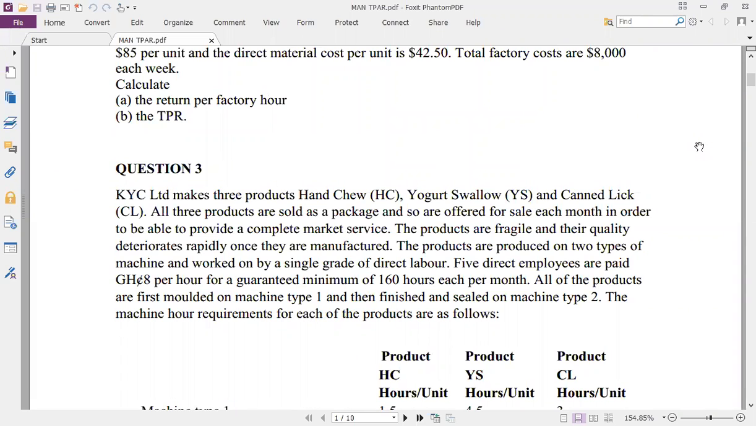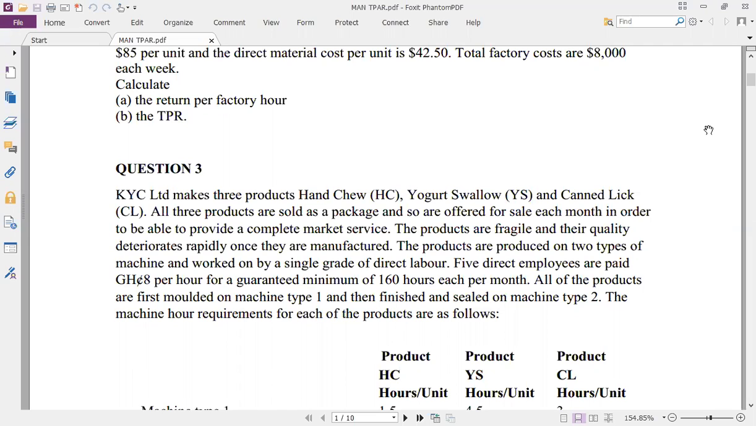KYC Limited makes three products: hand chew, that's HC, yogurt swallow, YS, and can lick, CL. All three products are sold as a package and so are offered for sale each month in order to be able to provide a complete market service. The products are fragile and their quality deteriorates rapidly once they are manufactured.